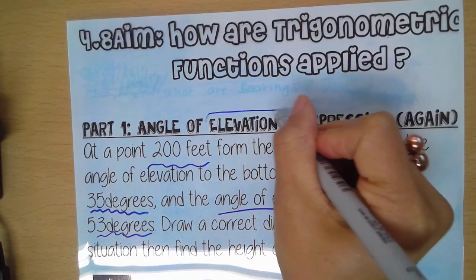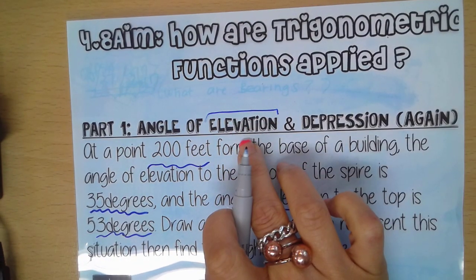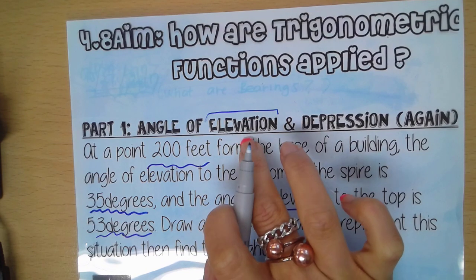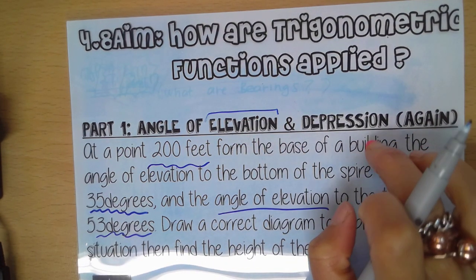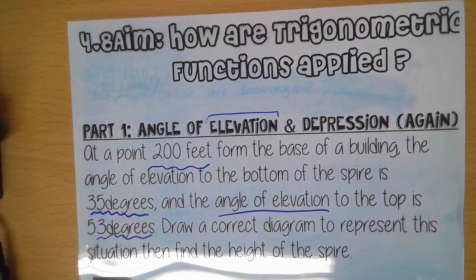Angle of elevation, just remember, always touches the ground, okay? And angle of depression always touches the sky. So you'll see what I mean when I start sketching it. Let's read this problem together.